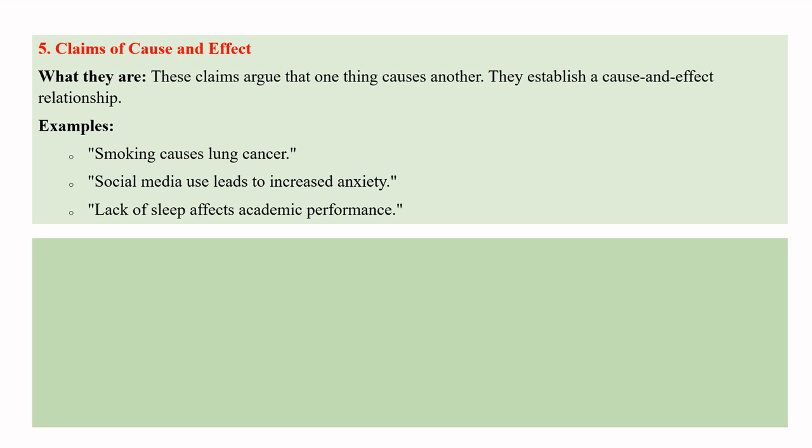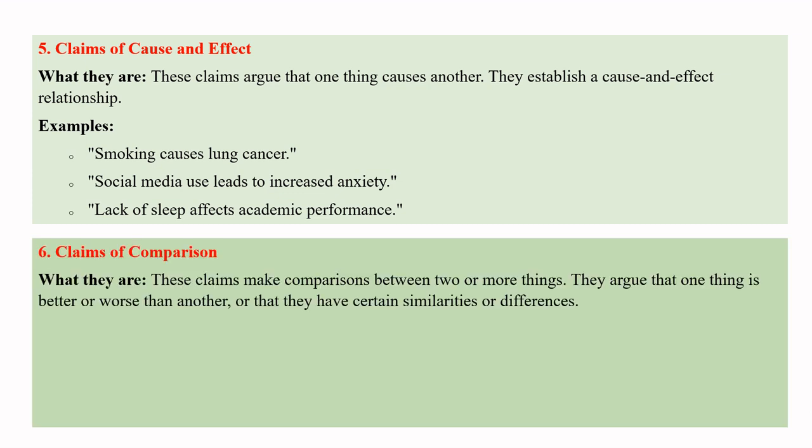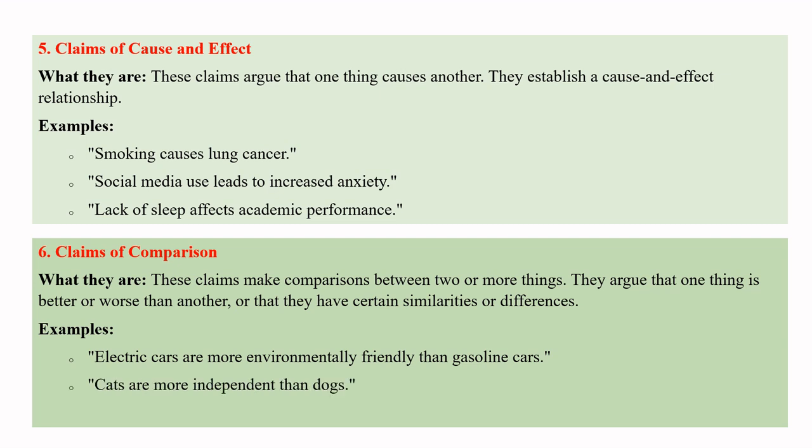Lastly, claims of comparison. These claims make comparisons between two or more things. They argue that one thing is better or worse than another, or that they have certain similarities or differences. Examples: Electric cars are more environmentally friendly than gasoline cars. Cats are more independent than dogs. Classical music is more complex than pop music.